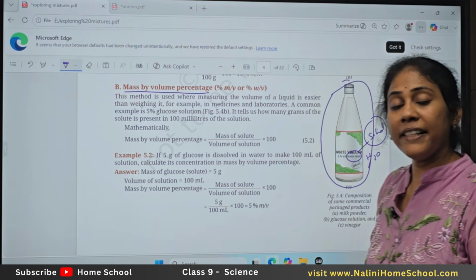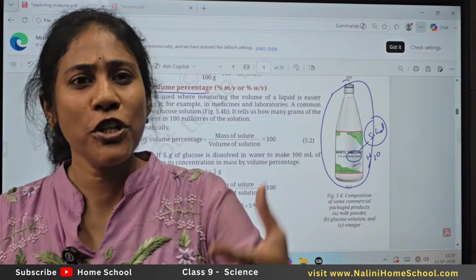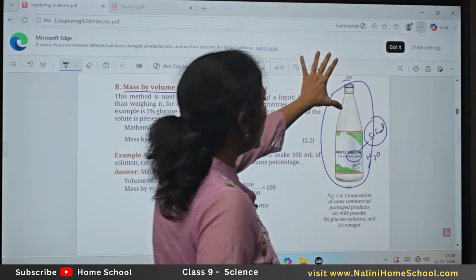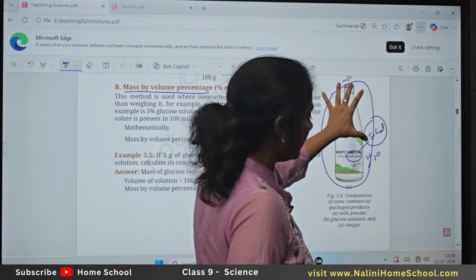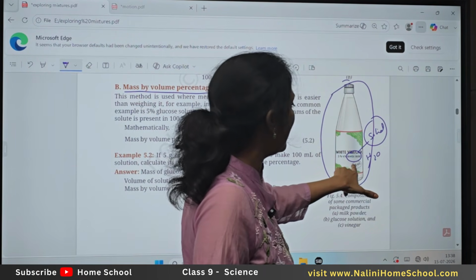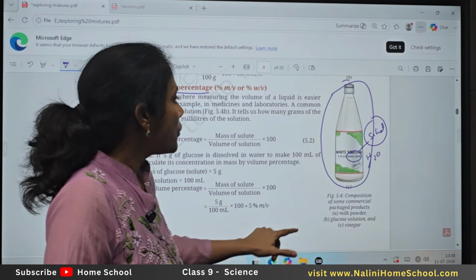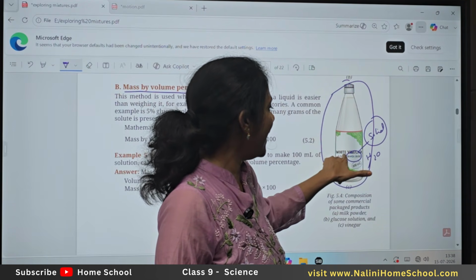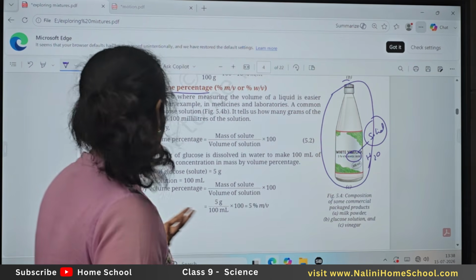Okay, when a solid dissolves in a liquid, the solution looks liquid only to the outside eye. So what is the total volume of this liquid that I call a solution? It is 100 ml. Okay, right? So in 100 ml, how much acetic acid is there? It's 5 grams, right?